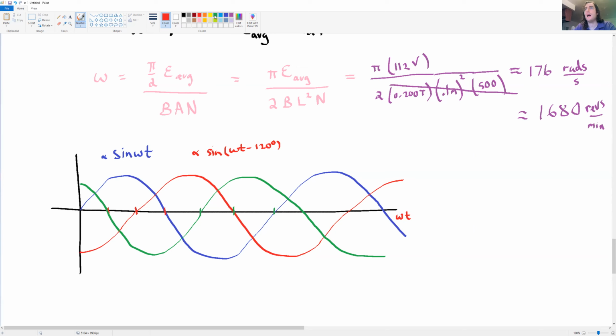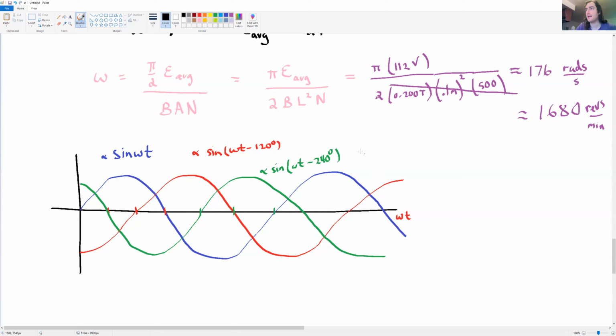And now here we have what's called 3-phase AC. This one is proportional to sine omega t minus 240 degrees. And now why would we want to do something like this? Well, the sum of these 3 signals is in fact 0.